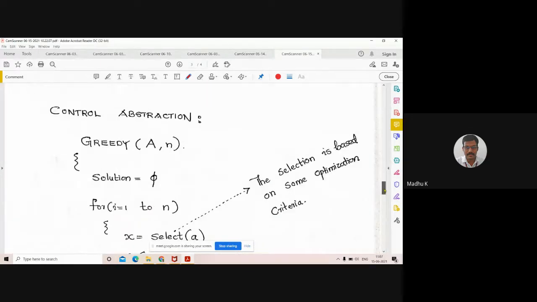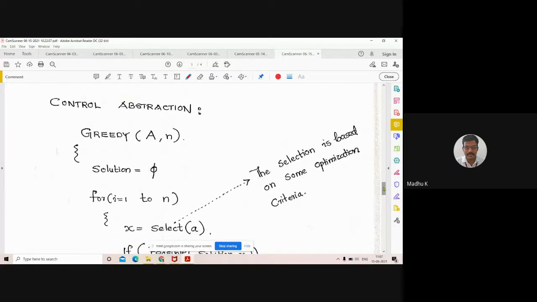Next is the control abstraction. Control abstraction means the basic format. For example, for divide and conquer there is a control abstraction, and for dynamic programming we studied a control abstraction. In the case of a greedy approach, this is the control abstraction used here.